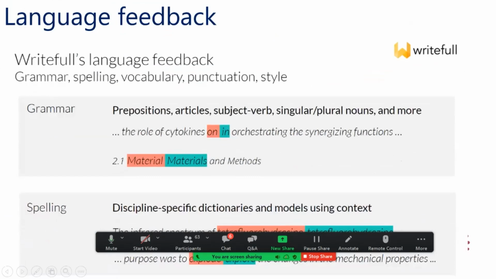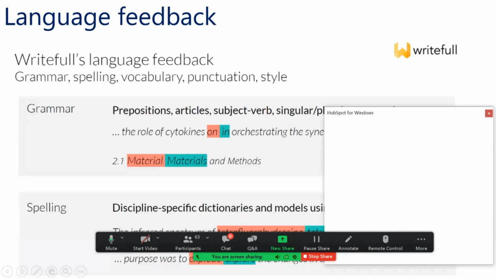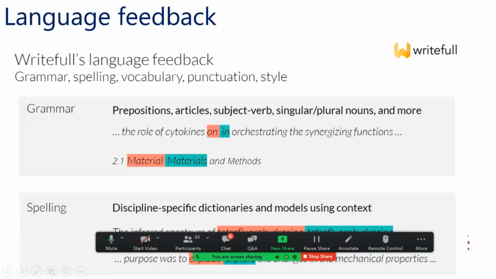So grammar will basically correct your prepositions, your articles that you are using, your subject verb, whether you should be using a singular or plural and nouns, and more. So in this case, the author has written material and methods, and Writeful would pick up that it actually should be materials and methods, and it will make the suggestions for you. And in this case, Writeful is also picking up that instead of using the word on, the author could have used the word in. Right.